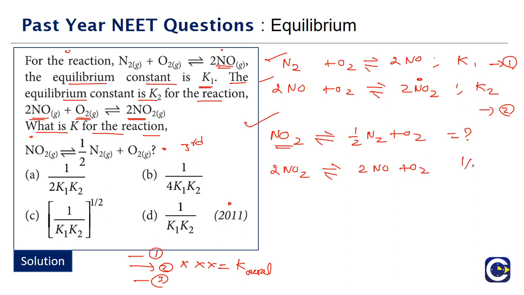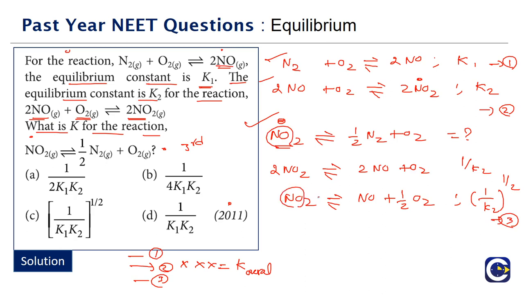If you reverse it, the equilibrium constant becomes the reciprocal. But that is not all. We also have to multiply this by half. If you multiply this by half, we get NO2 gives rise to NO plus half O2. When you multiply by half, the equilibrium constant is also raised to the same power. So we modified the second equation and got equation 3. Then NO2 is taken care of, so NO2 is coming here.